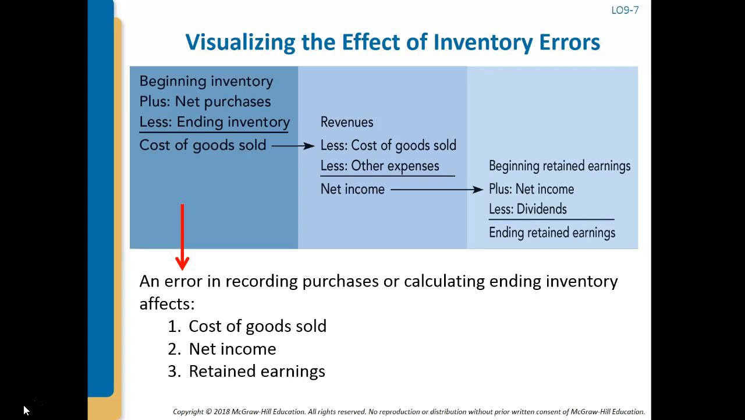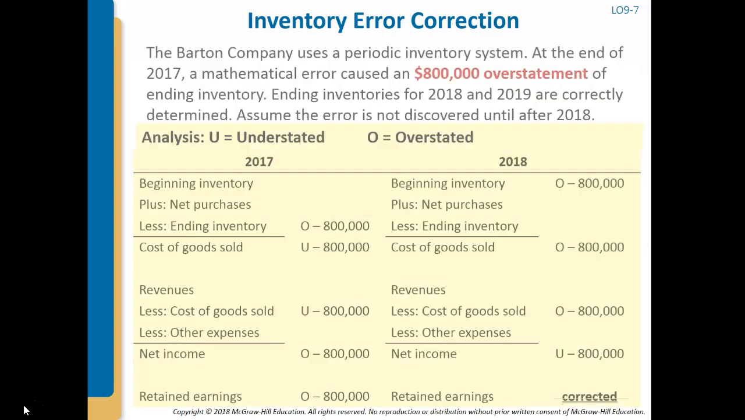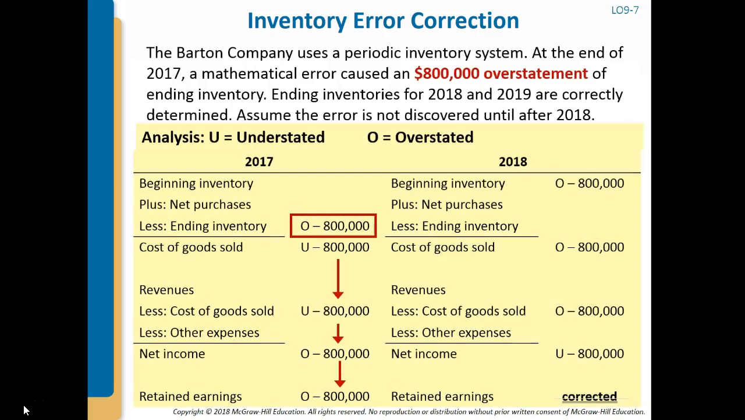Of course, errors that affect income also will affect income taxes. In this slide here, we ignore the tax effects on the errors and focus on the errors themselves rather than the tax aspects. In this slide, ending inventory is overstated by $800,000, which causes cost of goods sold to be understated and net income and retained earnings to be overstated. Here we see how the error impacted 2017 and 2018.